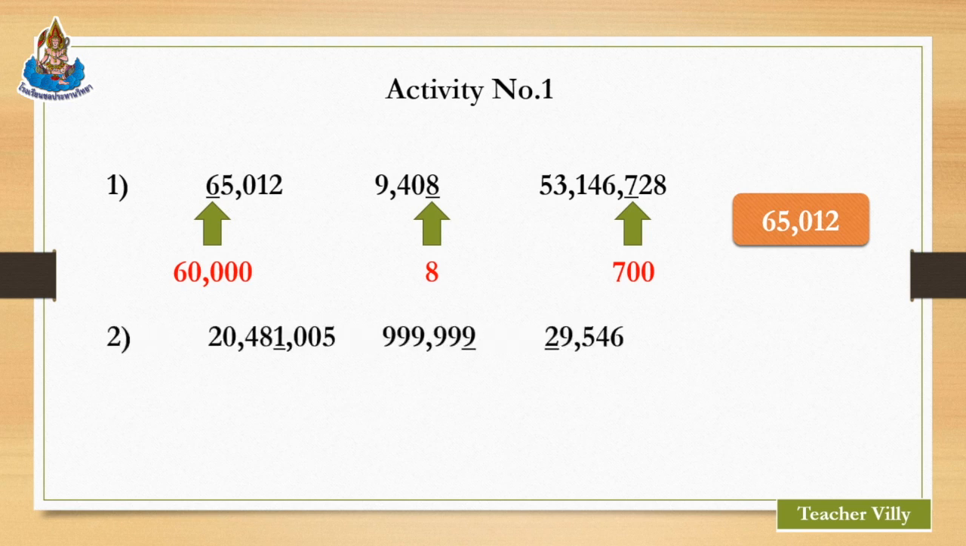Number 2, we have the numbers 20,481,005. Next number we have 999,999. The next number we have 29,546. Now, which of these numbers has the underlined digit with the greatest value?